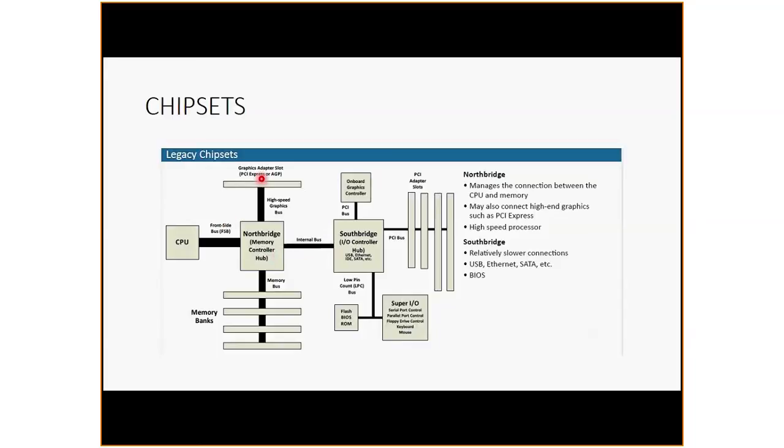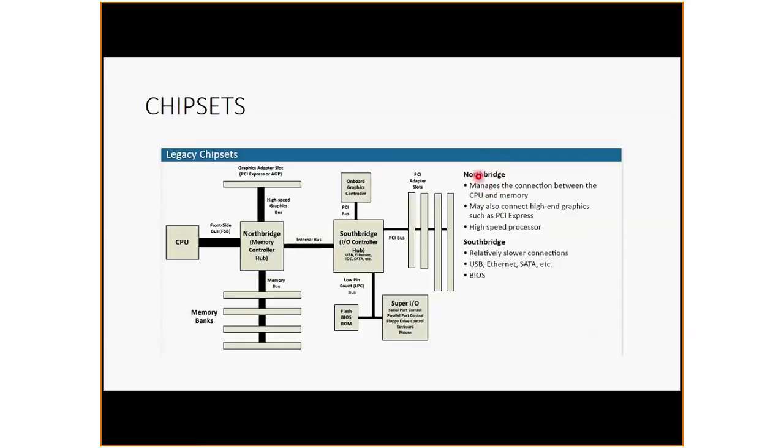Okay, so you see we have our graphics card here, and this is another lane that would communicate to the North Bridge, and then you had your memory banks. So I tell my students, to be able to tell what type of form factor you have, the CPU, graphics card, and North Bridge had to form like a right triangle. So if you see a motherboard that has CPU, North Bridge, this should create a right triangle, something like this. Okay, so see here, North Bridge manages the connection between the CPU and memory, may also connect high-end graphics such as PCI Express and high-speed processors.